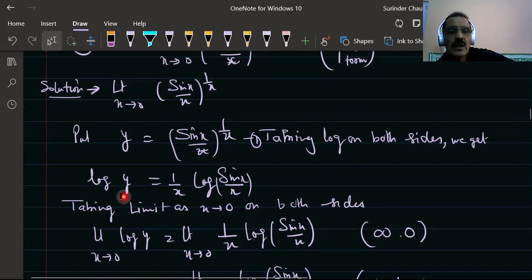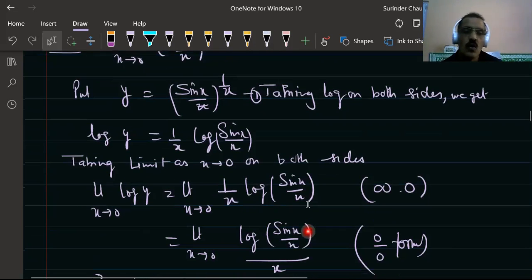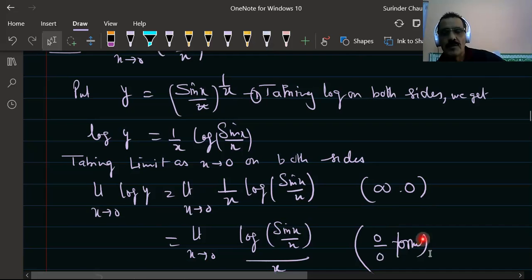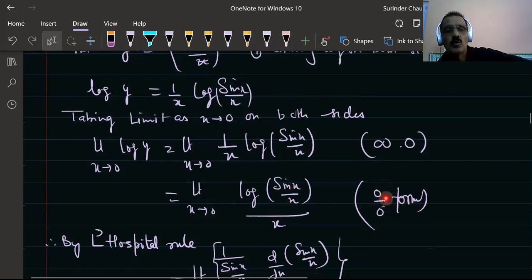Now taking the limit x to 0 on both sides: limit x to 0 of log y is equal to limit x to 0 of 1 upon x log of sin x upon x. Now we evaluate this limit. First we'll check which form it is. This is 0 times infinity, since log of 1 is 0. You convert it into 0 by 0 or infinity by infinity, whatever is convenient, because you can't take log of infinity. You can't convert to both forms.